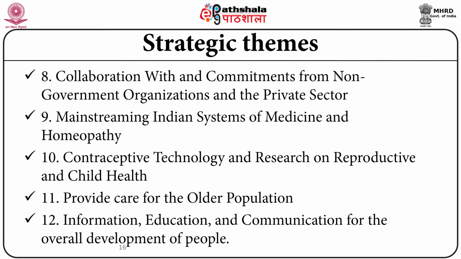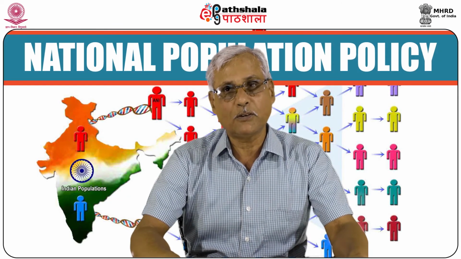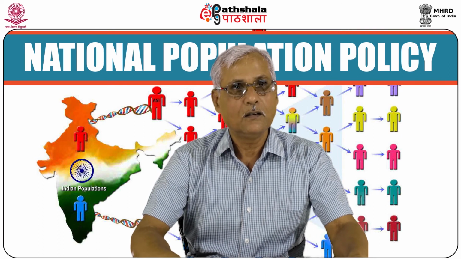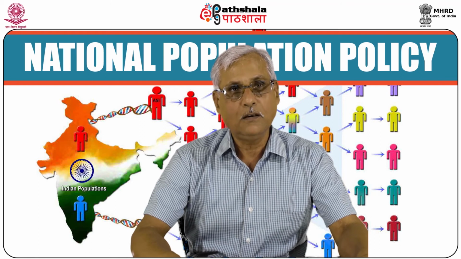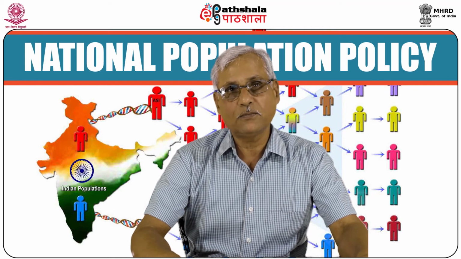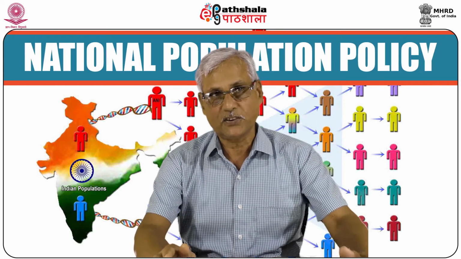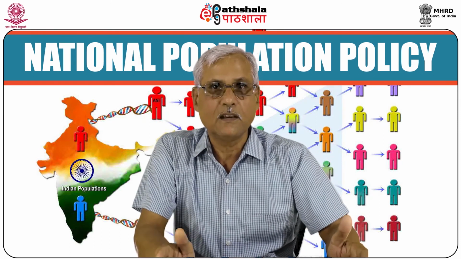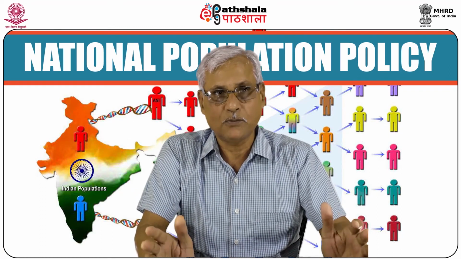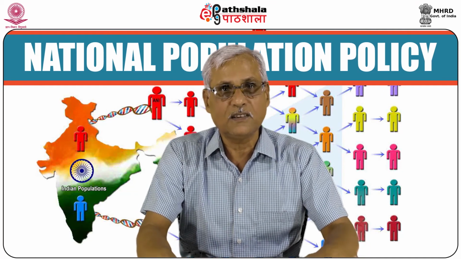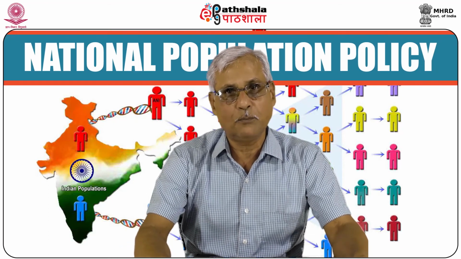National Population Policy. The NPP has listed the following goals for 2010. Number 1, address the unmet needs for basic reproductive and child health services, supplies, and infrastructure. So you have to address unmet needs in terms of providing healthcare, in terms of supplies, in terms of infrastructure. Make school education up to 14 years free and compulsory.